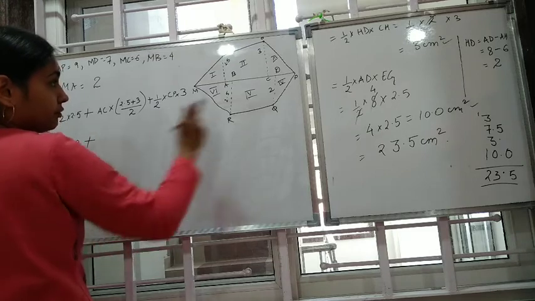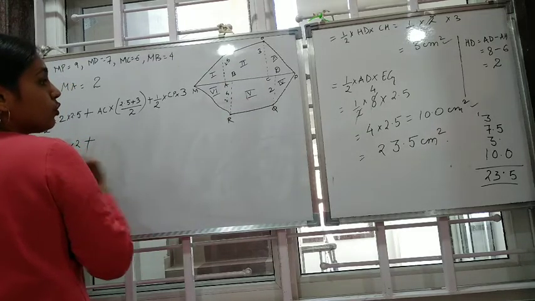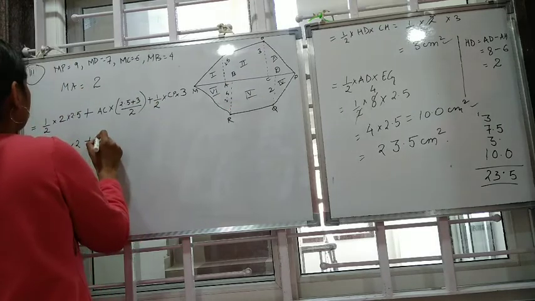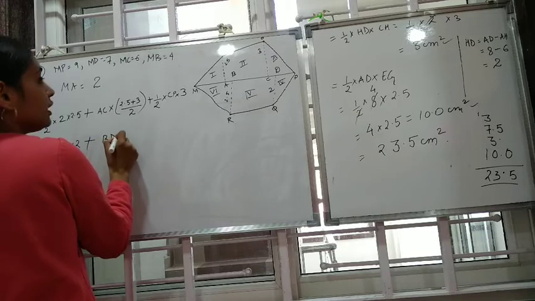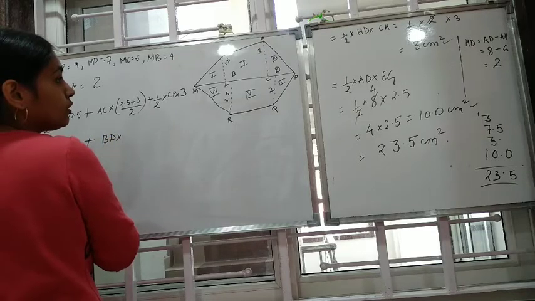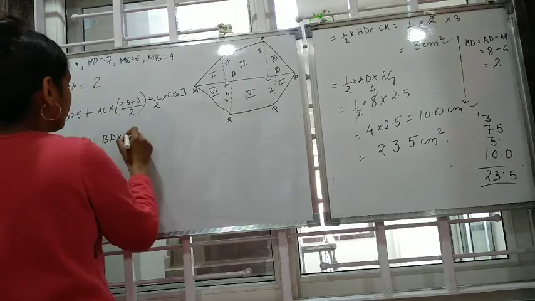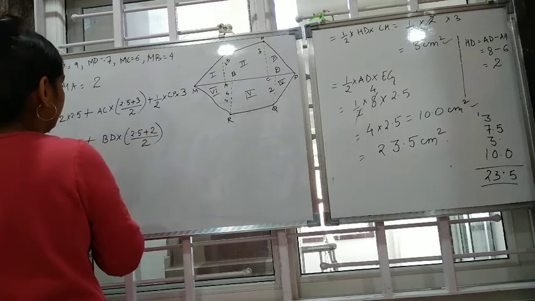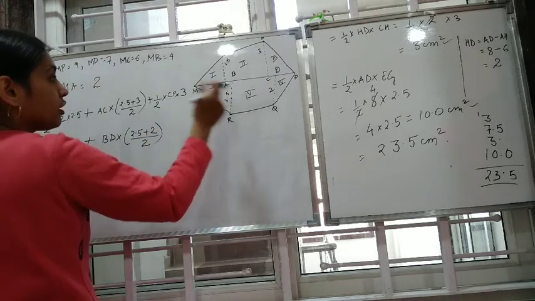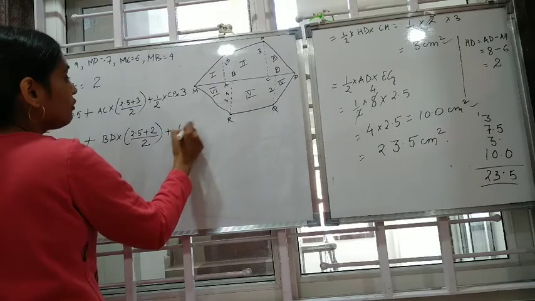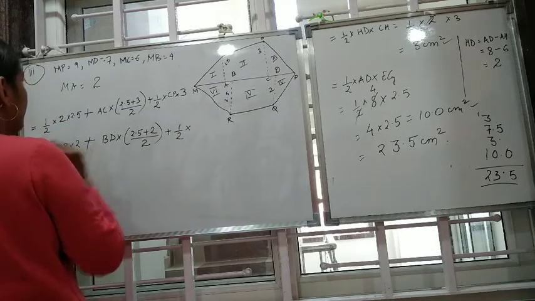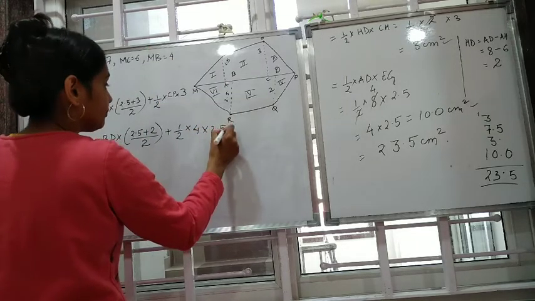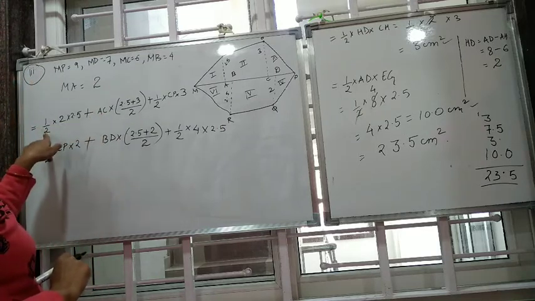Plus again the area of trapezium. So the base we will take BD. BD is given? No. BD into sum of parallel distance, that is 2.5 plus 2 divided by 2. Okay, this completes the area of trapezium. Then half base into height. Half base is MB, given. Yes, MB is 4. 4 into height is 2.5. Correct?